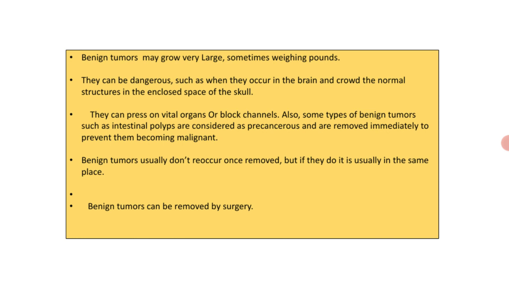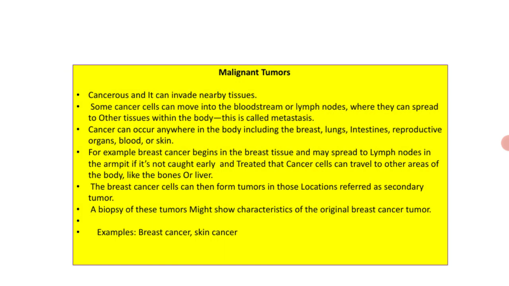Some types of benign tumors, such as intestinal polyps, are considered as precancerous and are removed immediately to prevent them becoming malignant. Benign tumors usually don't reoccur once removed. If they do so, it is usually in the same place. Benign tumors can be removed by surgery. And the other type of tumor is malignant tumor, and they are cancerous and can invade nearby tissues.